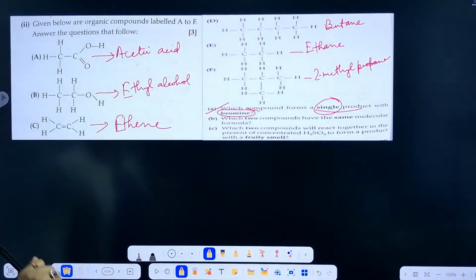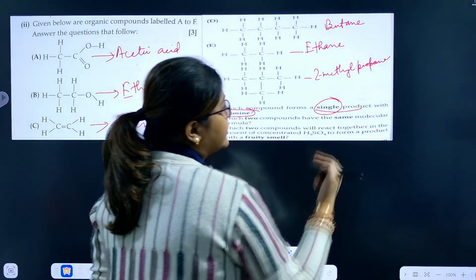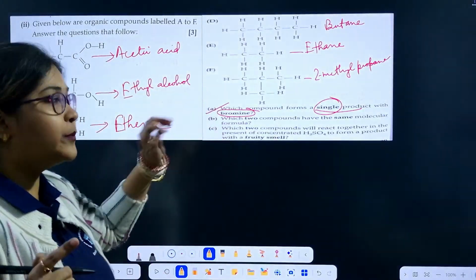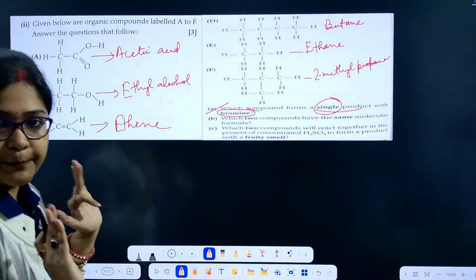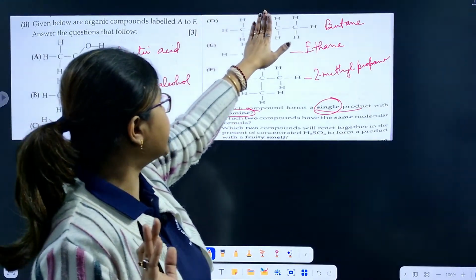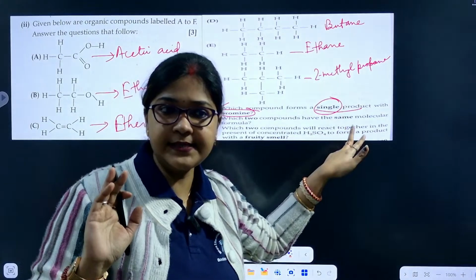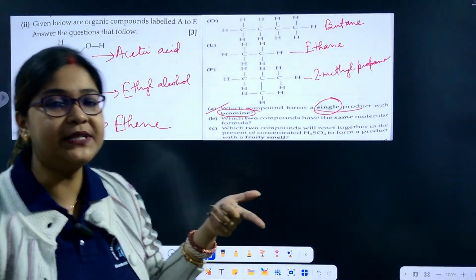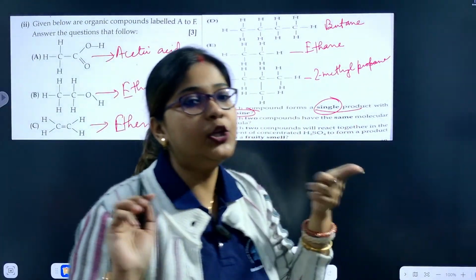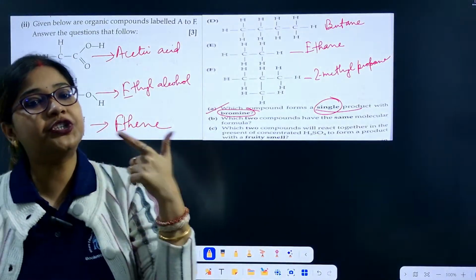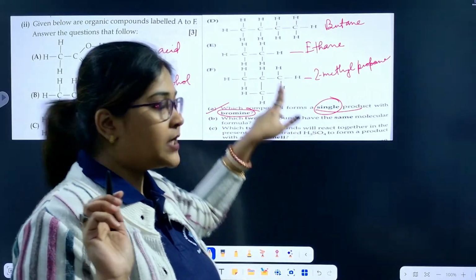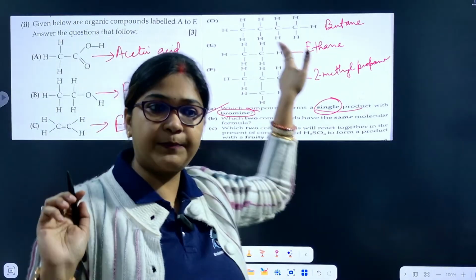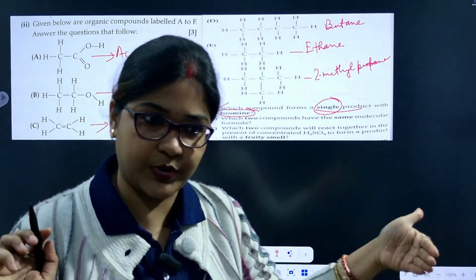Right? So, which compound will give us a single product with bromine? Now, if you react bromine with the above 6 compounds, what will happen? First, you take these 3. These are alkanes. So, in alkanes, what happens when you react with bromine? You get a substitution type of reaction. And one bromine will not get attached. Any of the hydrogens can be replaced. So, multiple bromine products you can get.